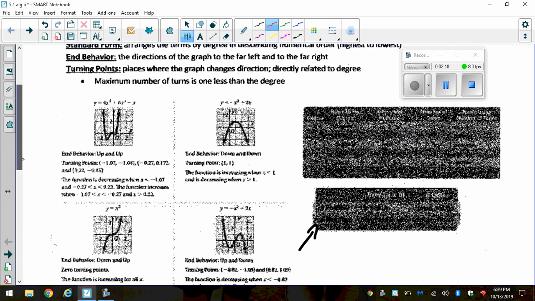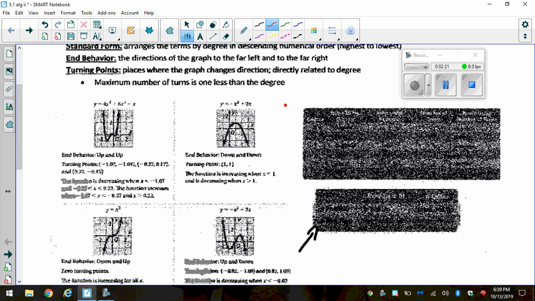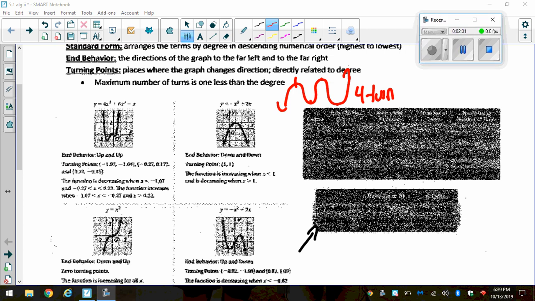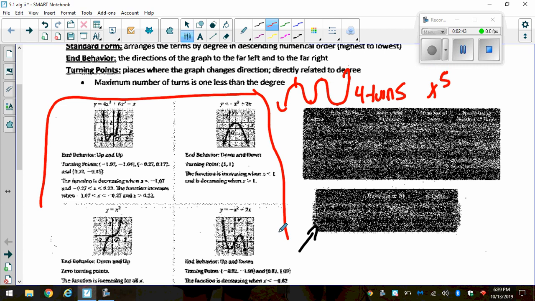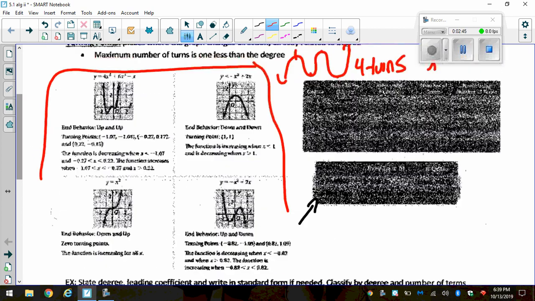The last definition on here is your turning points. An example would be if I have this here, I have 1, 2, 3, 4. This one has 4 turning points, so 4 turns. So what it could be is an x to the 5th graph. Like x to the 7th would have 6 or fewer turns, and so on. Down here in this chart, it gives you exactly what I wrote on the back, just 4 more examples. This one was an even, positive. You can see how the graph goes up and up. Here's a negative, even exponent, so it went down and down.